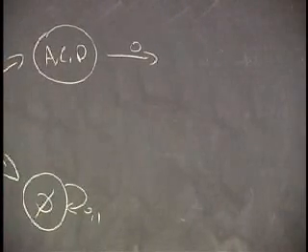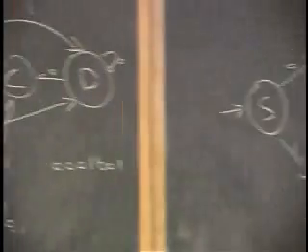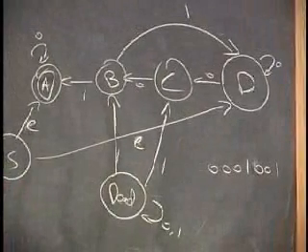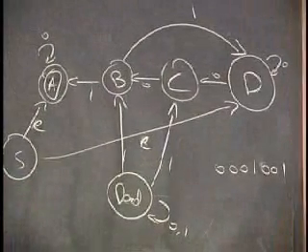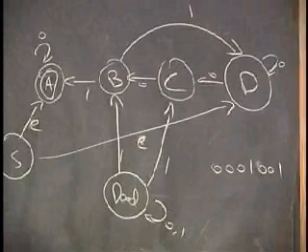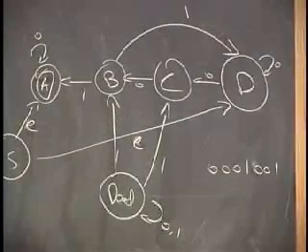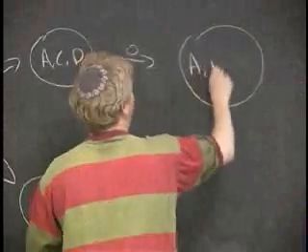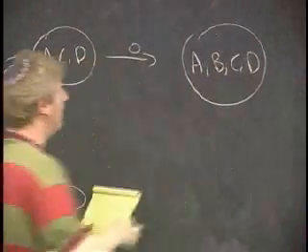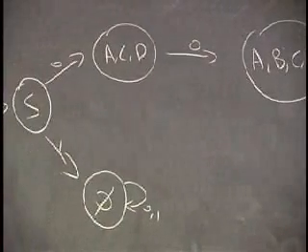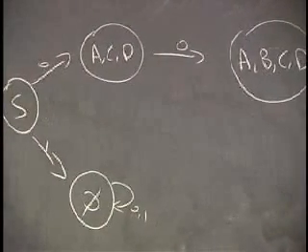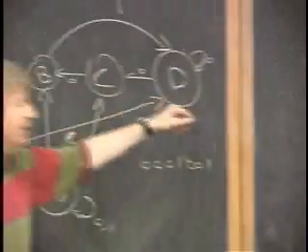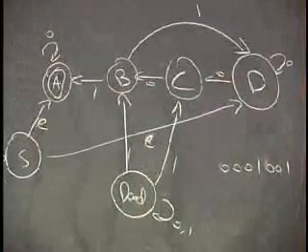On an NFA, if you get a 0, where can you end up? A, D, C, or B. All of them, right? If you're not sure what's going on here yet, ask yourself the question: if you saw 2 zeros in a row starting from here, where might you end up in this machine? And the answer is A, B, C, or D.